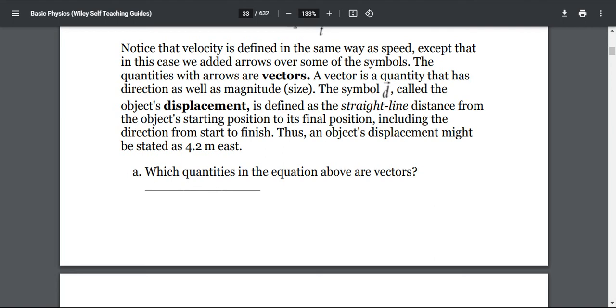Again, displacement is defined as the straight line distance from the object's starting position to its final position, including the direction from start to finish. So as you can see, displacement is defined from its starting position to its ending position. So what is the displacement here?